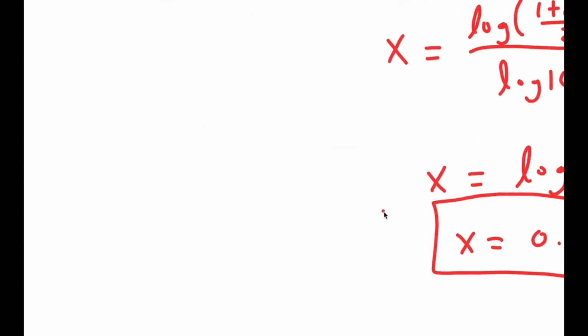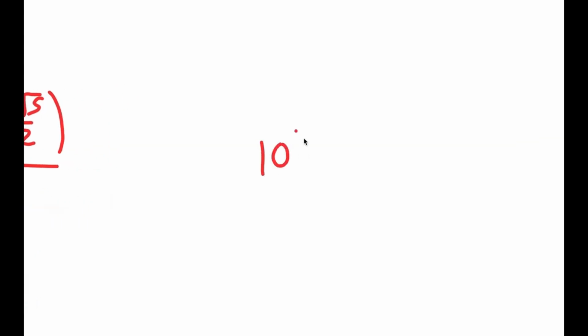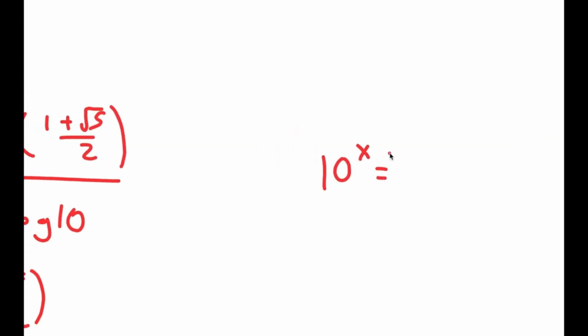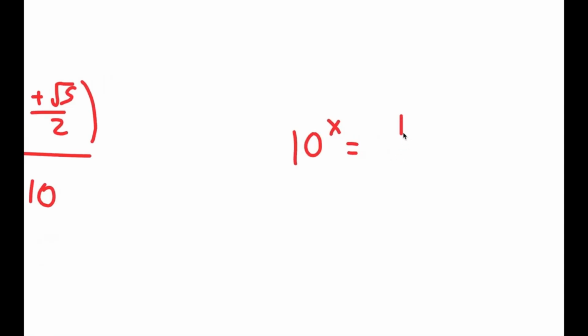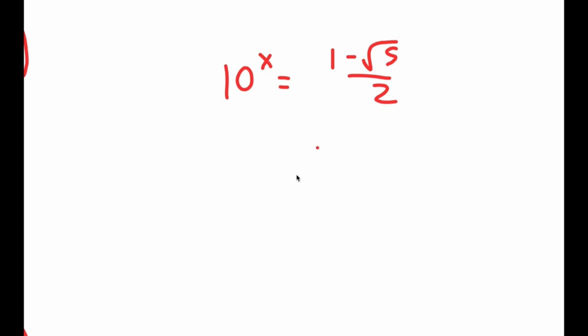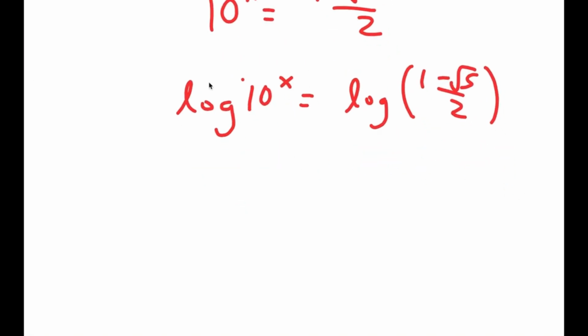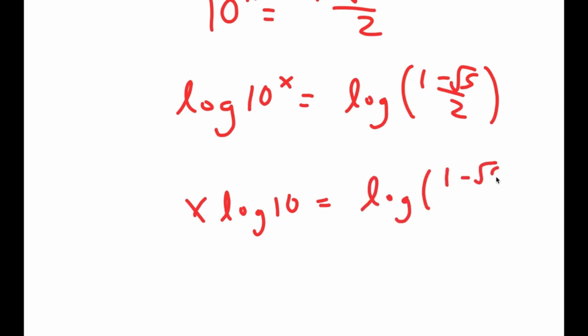However, don't forget that we have the equation 10 to the power of x is equal to 1 minus the square root of 5 over 2. So to solve this, we're doing the same thing. We're going to be using logarithms. So I get log 10 to the power of x is equal to log of, this time, 1 minus the square root of 5 over 2. Now I can move x down, so I get x times log 10 is equal to log of 1 minus the square root of 5 over 2.